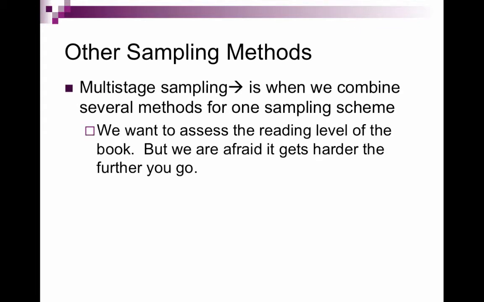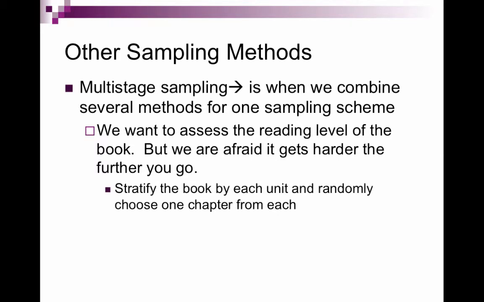So, for example, if we want to assess the reading level of the book, but we are afraid that it gets harder the further you go, we can stratify the book by unit. So then we would have 7 different units. Then we would randomly choose one chapter from each unit.